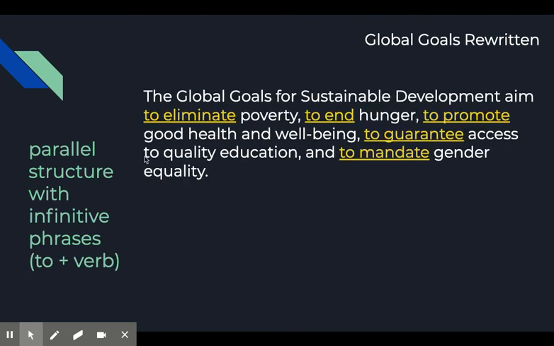Another form of parallel structure is using infinitive phrases, which is just the word "to" plus a verb. So I have: the global goals for sustainable development aim to eliminate poverty, to end hunger, to promote good health and well-being, to guarantee access to quality education, and to mandate gender equality, right? Another pattern, still parallel structure.